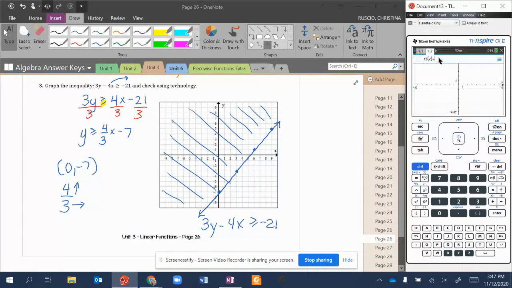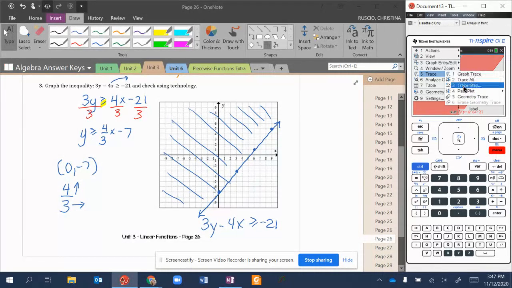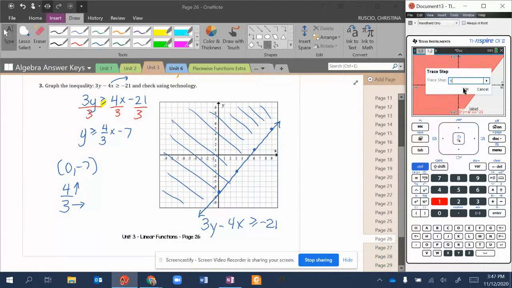Control Doc, add a graph. I am going to have relation mode. So 3y minus 4x is control equals greater than or equal to -21. Hit enter, and it's looking pretty good. Solid line, shaded above. You know the drill. Menu, trace step change to 1. It's becoming really repetitive. Good.